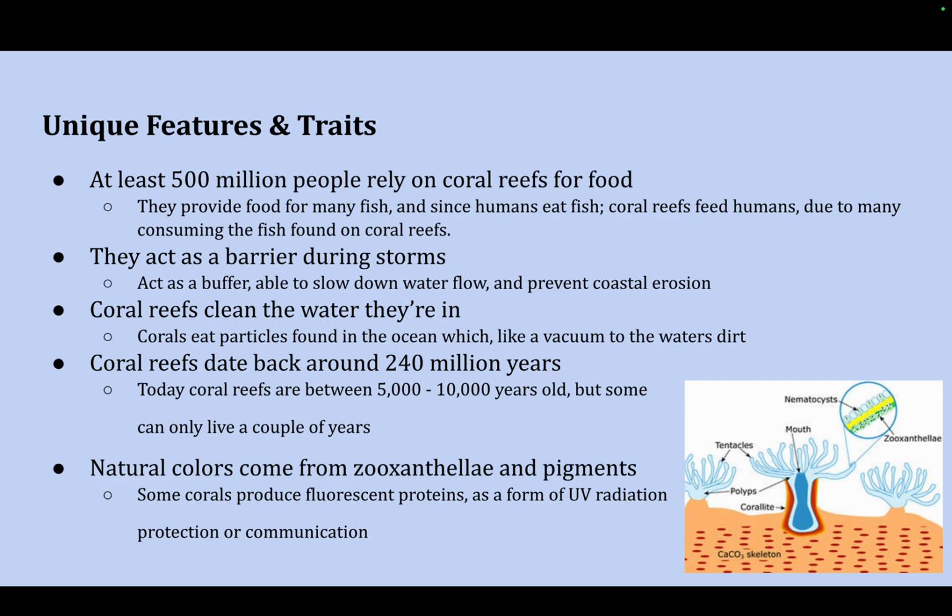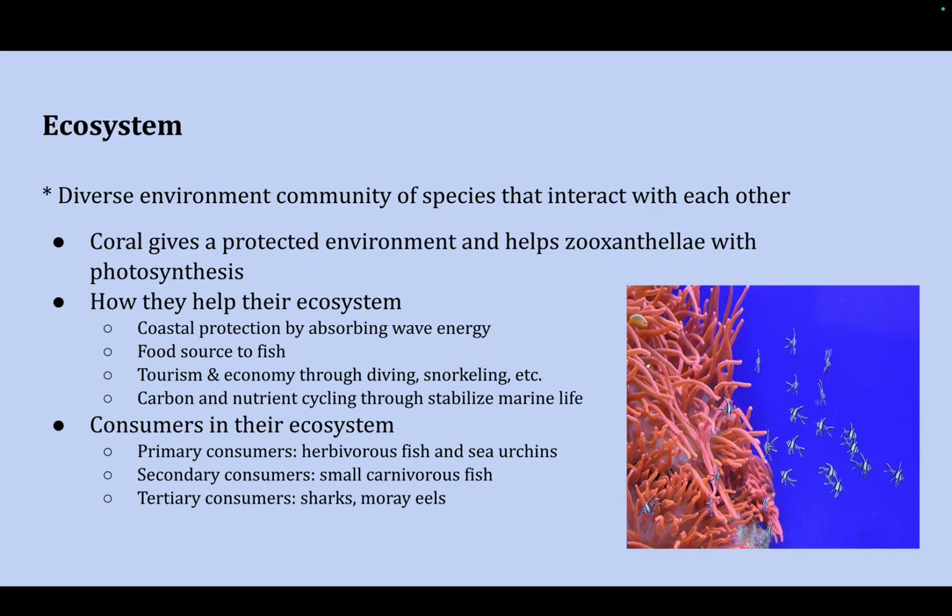Coral reefs date back 240 million years. Isn't that crazy? They usually grow to 5,000 to 10,000 years old, but some only live a couple years. Their natural colors come from the zooxanthellae and the pigments that are used as a form of UV radiation protection and communication with other reefs. The ecosystem that they're in is a very diverse community of species that interact with each other and the physical environment. They are a protective environment and help zooxanthellae with photosynthesis.